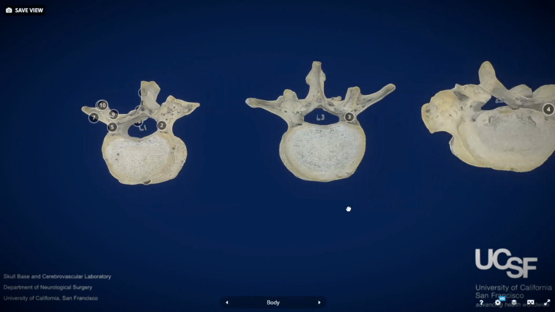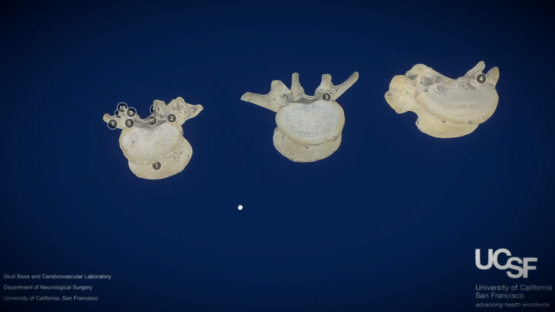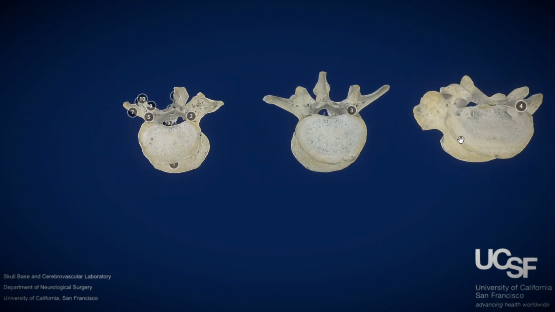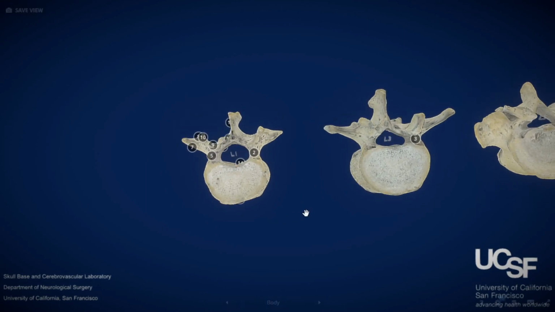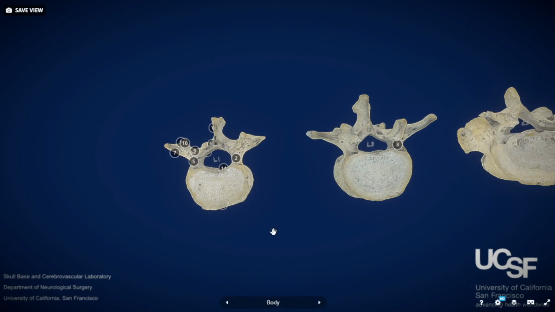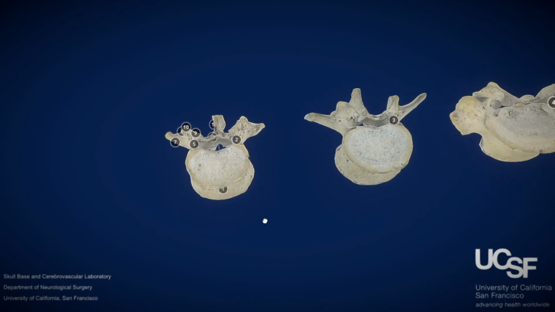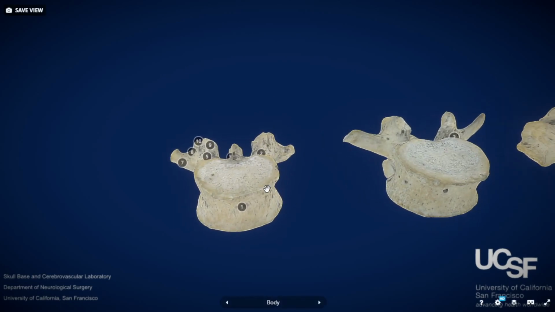This is a 3D scene depicting three different lumbar vertebrae, L1, L3, and L5. From a superior view, the bodies are large and kidney-shaped with a concavity facing posteriorly. On the posterior rim of the superior end plate of the vertebral bodies, there are small elevations that represent remnants of the uncinate processes of the cervical region.